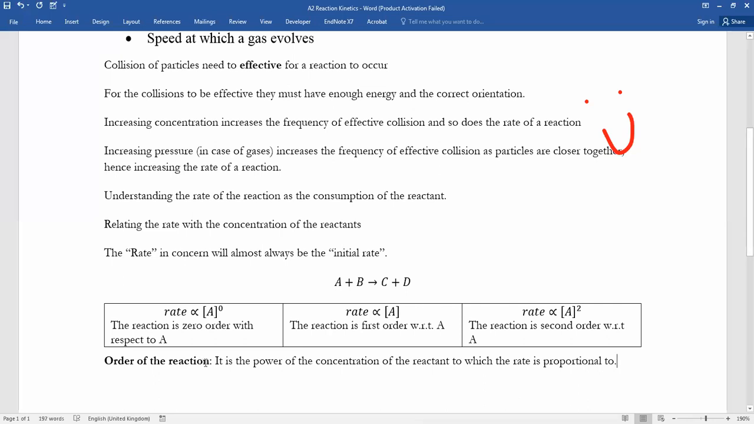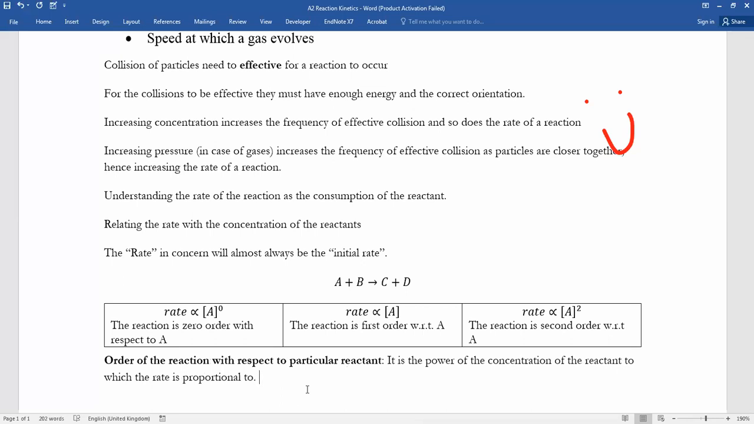Again, this is not a bookish definition. This is a conceptual definition that we have just gone through. Order of reaction. Is this clear or not? Sir, it is just the power of the concentration of the reactant to which the rate is proportional. Is this clear or not?